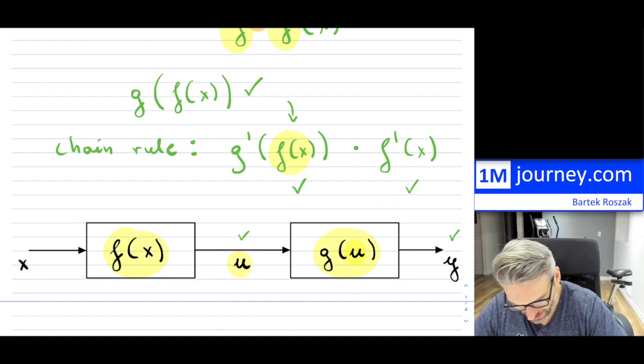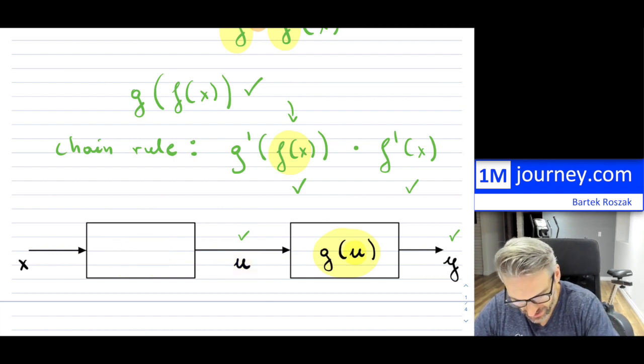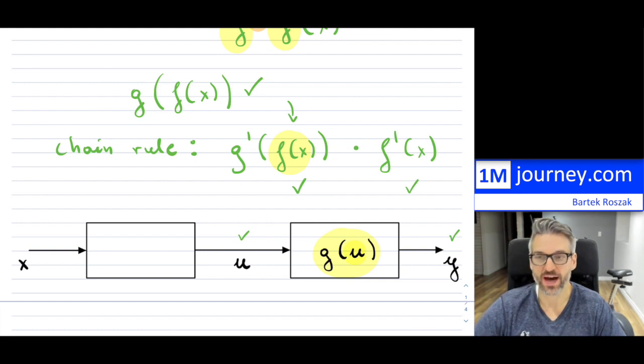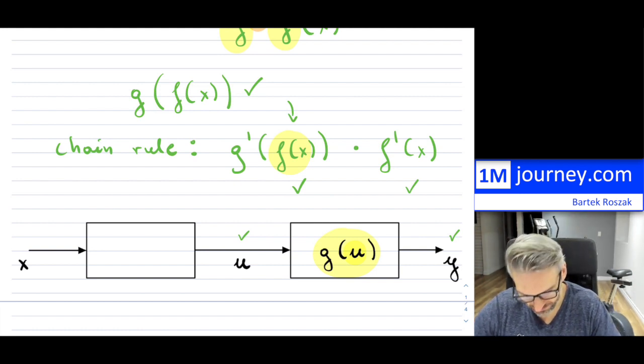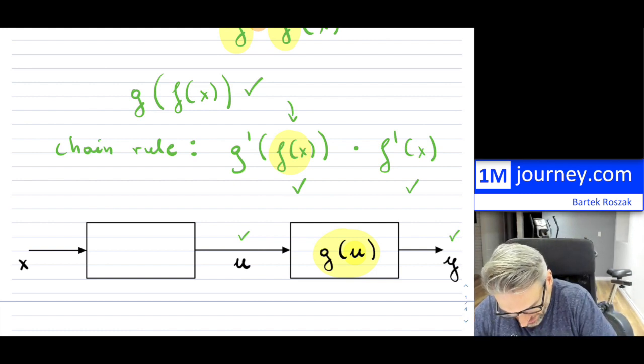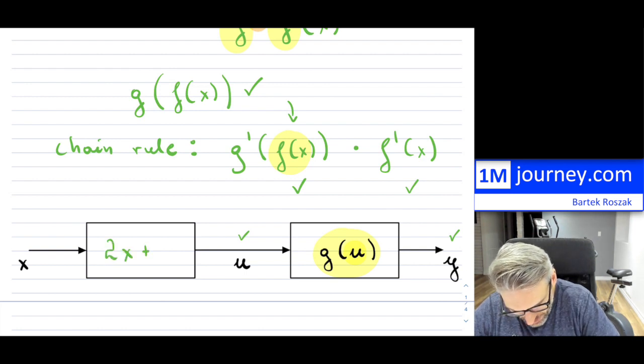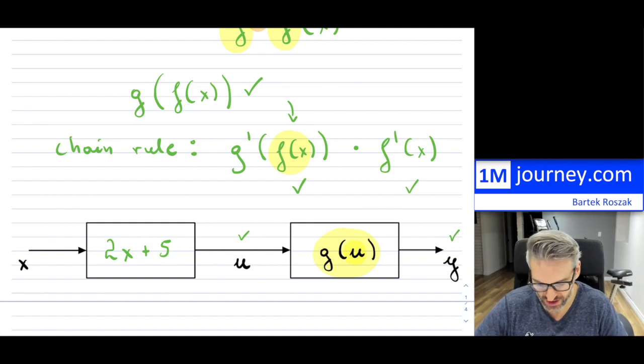And let's say these are my particular functions that I would have. So within here, let's assume that my first function would have been something like this. Maybe it is 2x plus 5. So that is the first function.